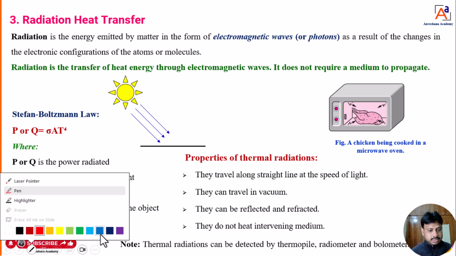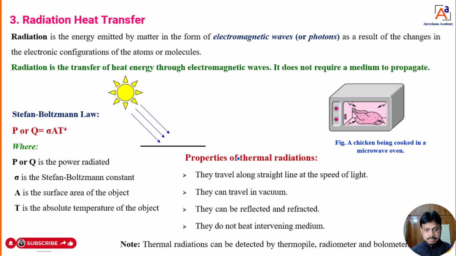What are those? You can see here, dear students, the properties of thermal radiations. The radiations travel in a straight line at the speed of light. They must travel in a straight line to give more heat transfer. They can also travel in vacuum. Vacuum means there is no air, no medium of any kind, but the radiations still travel.